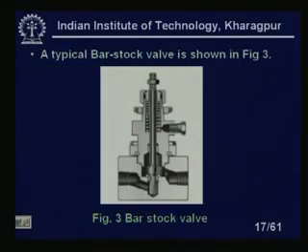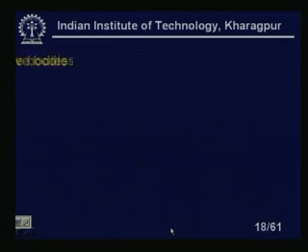A typical bar stock valve is shown in the figure. This is a bar stock valve, with the stem and spring, and you can see this is the bar, so we call it bar stock. You see the flow coming through here; this is the inlet and this is the outlet.